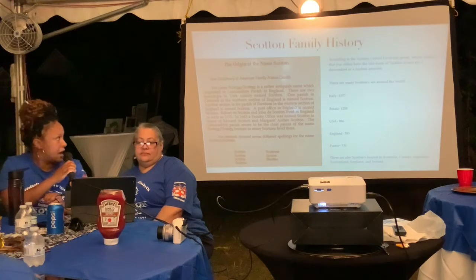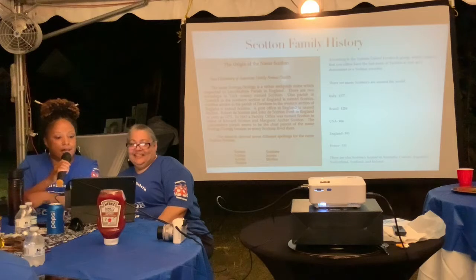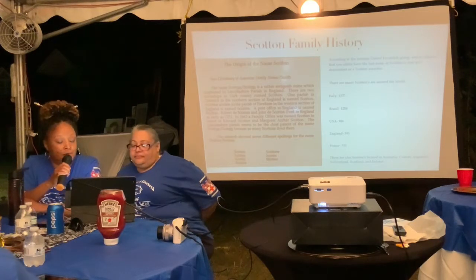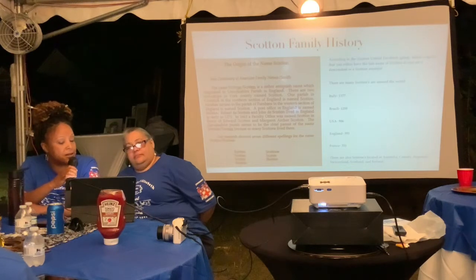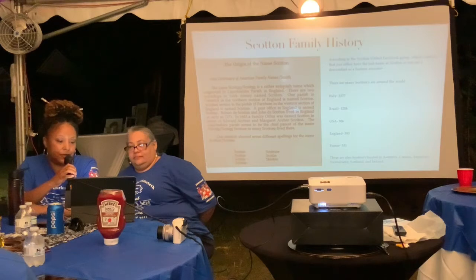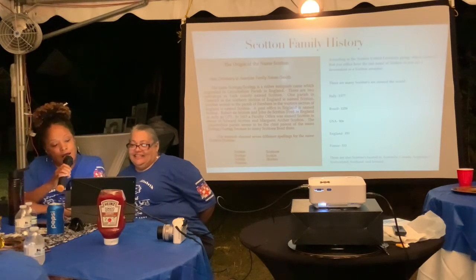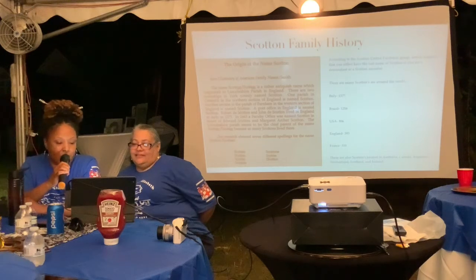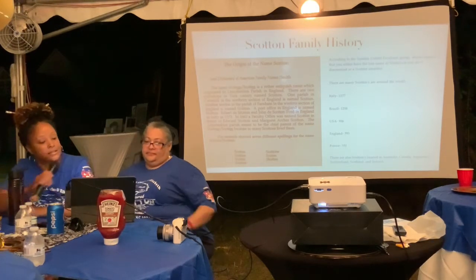So at the bottom, you guys can take notes of the different spellings. And it says, according to the Scotton United Facebook page, it's a group which requires that you either have the last name of Scotton or you are a descendant or a Scotton ancestor. So there are obviously many Scottons around the world. We are in Italy, Brazil, United States, of course, England, and France. And there are also Scottons located in Australia, Canada, Argentina, Switzerland, Scotland, and Ireland.